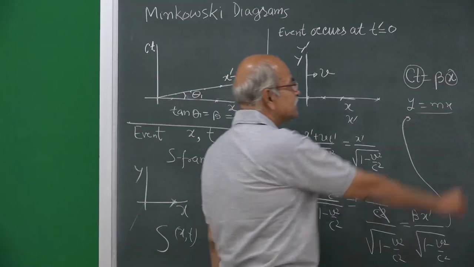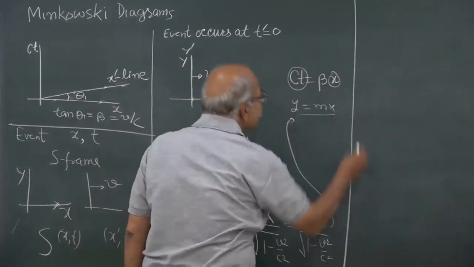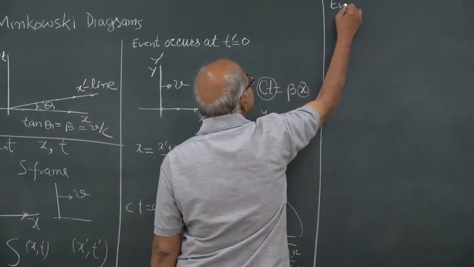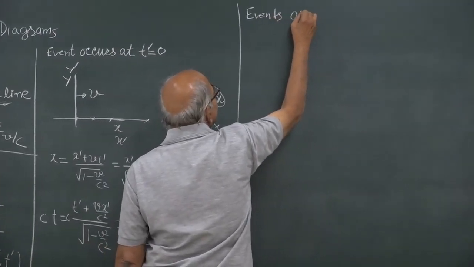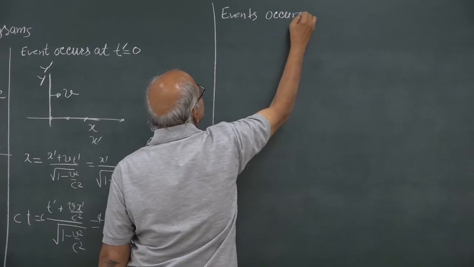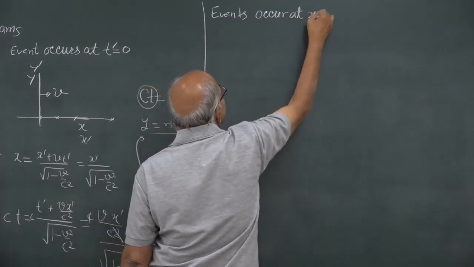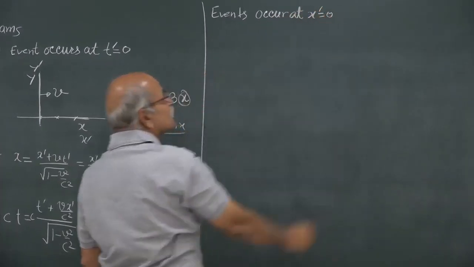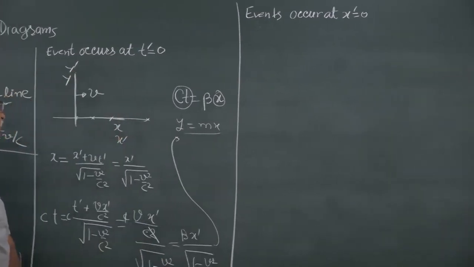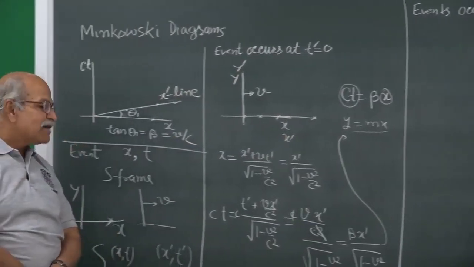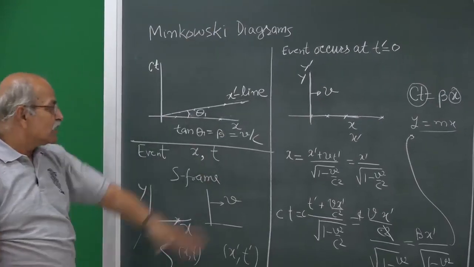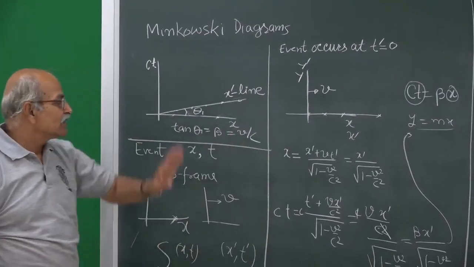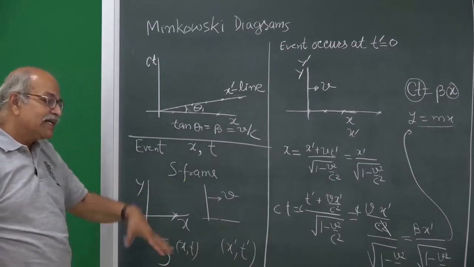Now, consider events for which x prime is equal to 0. I am talking of events where x prime is 0, t prime may be anything. So, that means it is not at the time of origin crossing. Now, t can be anything.